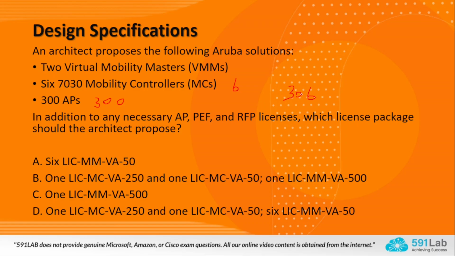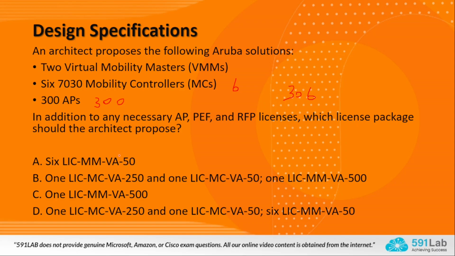And mobility controllers need these AP, PEF and RFP licenses. That is separate. That is already taken care of. So they are asking, in addition to these licenses, what license package needs to be ordered. We'll go through the answers. 6 LIC MMVA50. MM means Mobility Master, VA means virtual appliance. So this license package is a 50 virtual appliance license for Mobility Master, 6 numbers of this package.